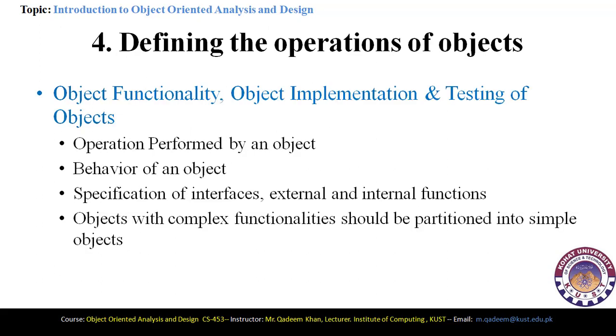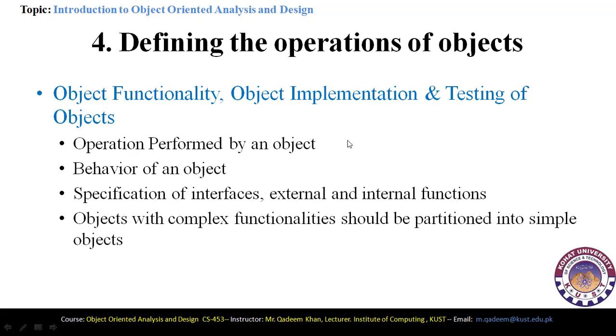Next is defining the operations of the objects. Defining of operations means that here we will specify different functionalities of the objects, that is, what is the function of the objects. Here we will perform the object implementation and testing of the objects. Operations performed by an object, behavior of the objects, and specific interfaces having external and internal functions.